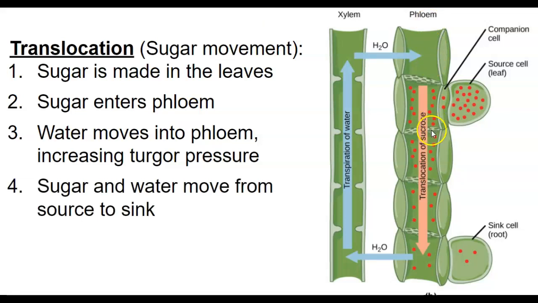And then because there's so much pressure, they want to release this pressure. And so the sugar and the water end up moving downward. So they move from source to sink. When it gets to the sink, right, the water is going to go over here, back to the xylem. The sugar is going to be delivered to whatever cell needs it.